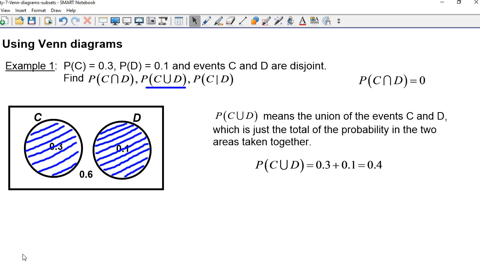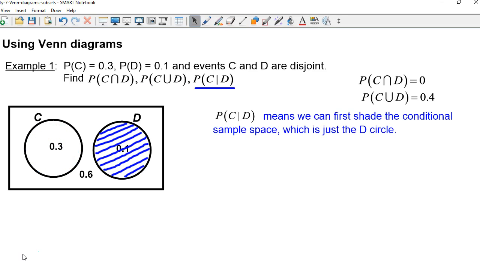Okay, probability of C union D means the union of events C and D, which is just the total probability in the two areas. So if I look at the areas I've shaded in C and shaded in D, it would just be the sum of all of the probability that's spread out in that shaded region. That's 30 plus 10 more is a total of 40%. So just from adding up the probability in those areas of the Venn diagram, 40%.